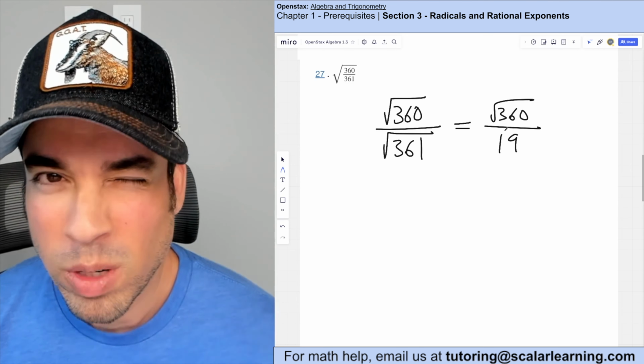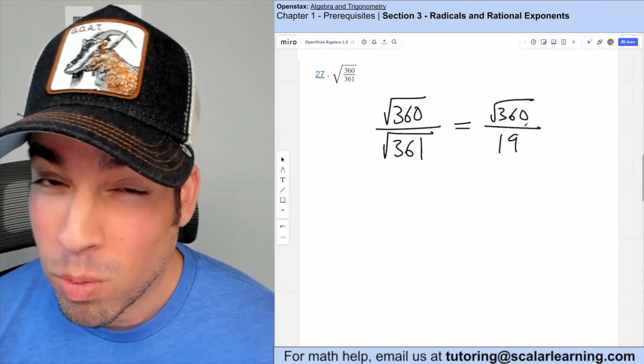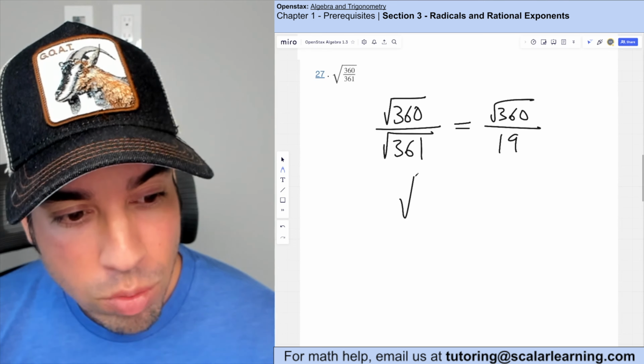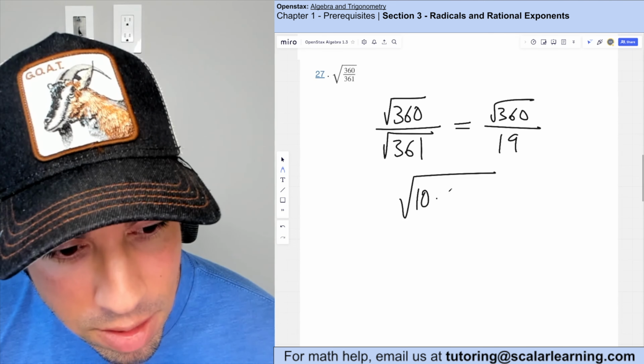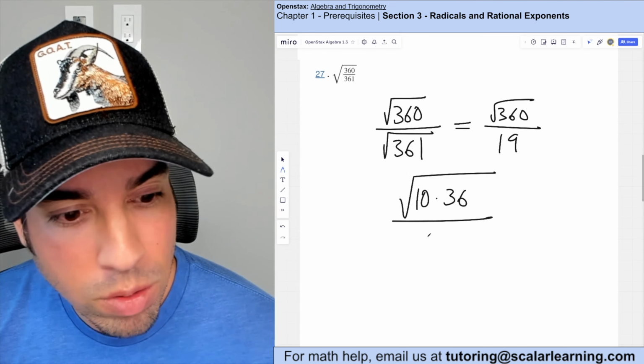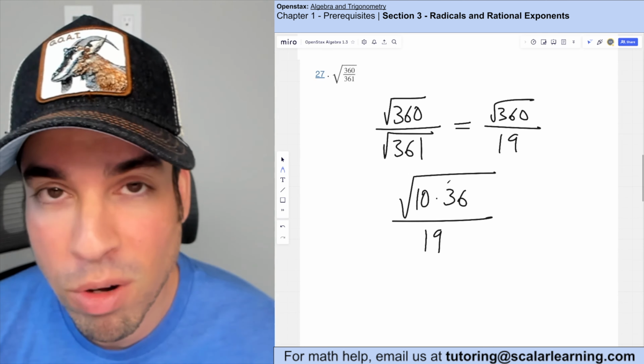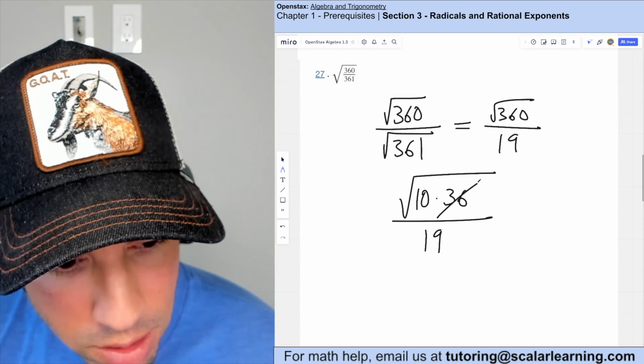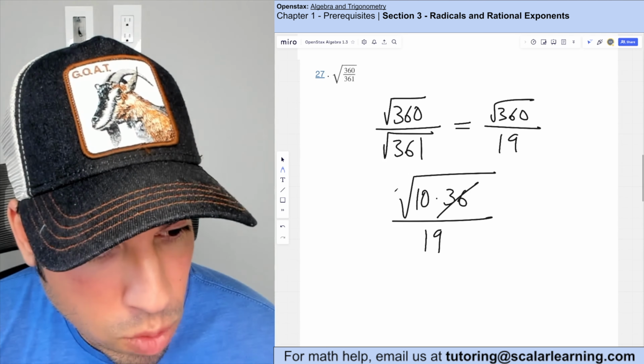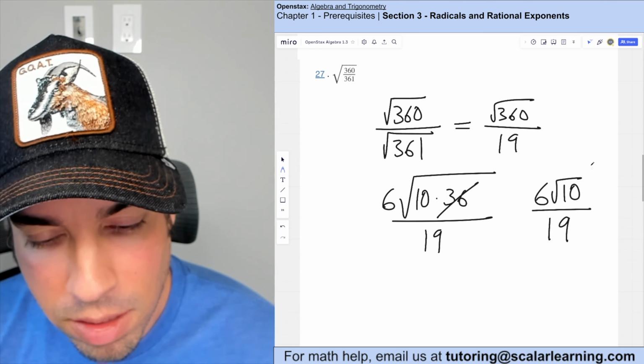So again, I could do a prime factorization tree, but right off the bat, I'm noticing something cool. 360 is 10 times 36. The reason why I like that is because 36 is a perfect square. So I can take the square root of 36, which is of course 6, and now I'm left with 6 rad 10 over 19, done.